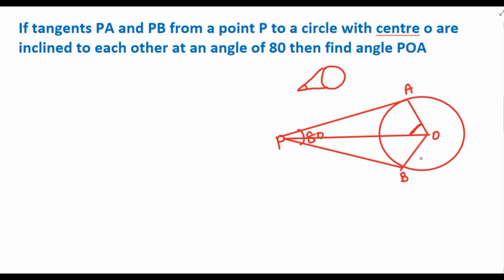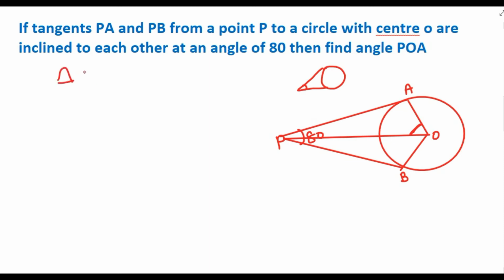If it is AOB, then easily we can write it as 100 degree, because in the previous problem we have seen that the angle between the tangents and the angle between the radii at the center will be supplementary. Now we need only to find out POA. So for this we are going to consider the two triangles.